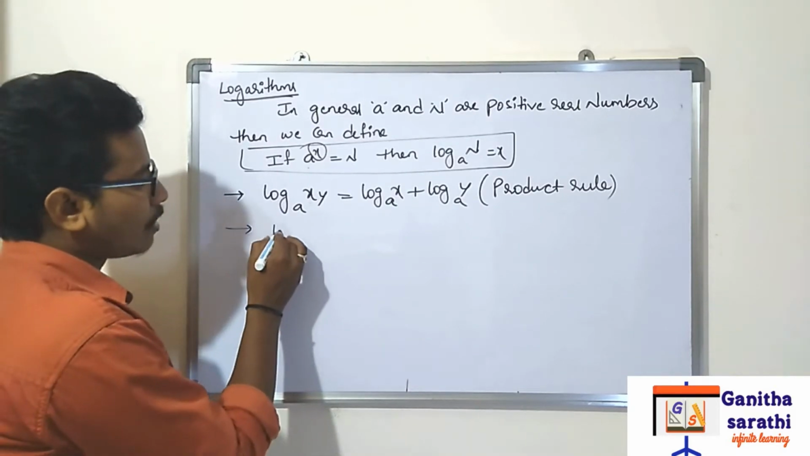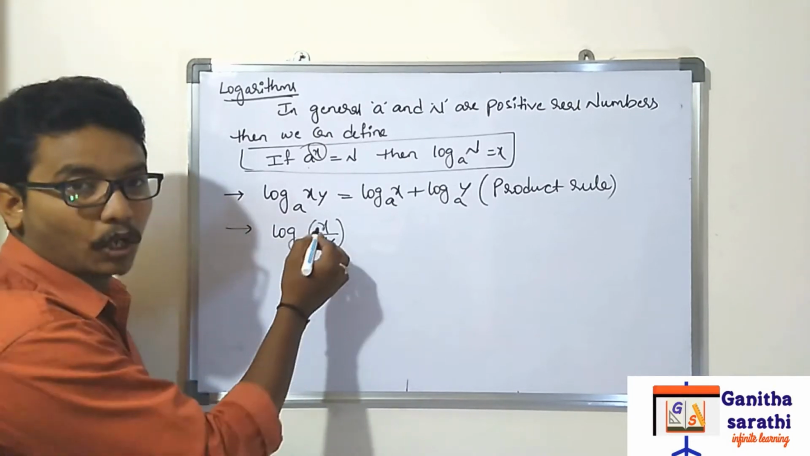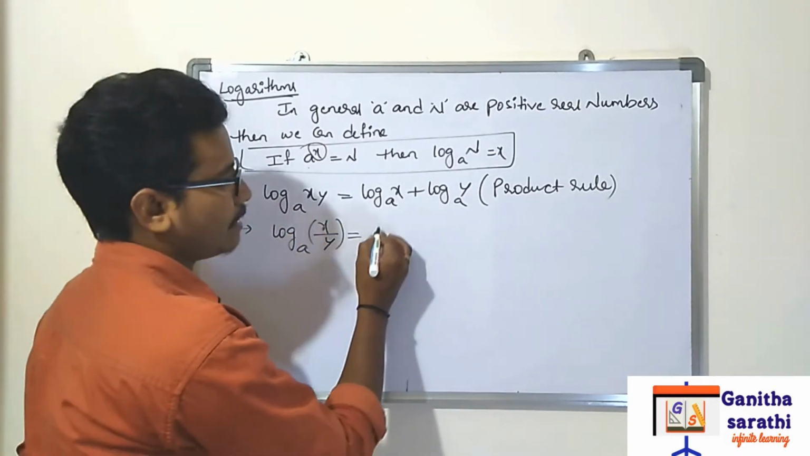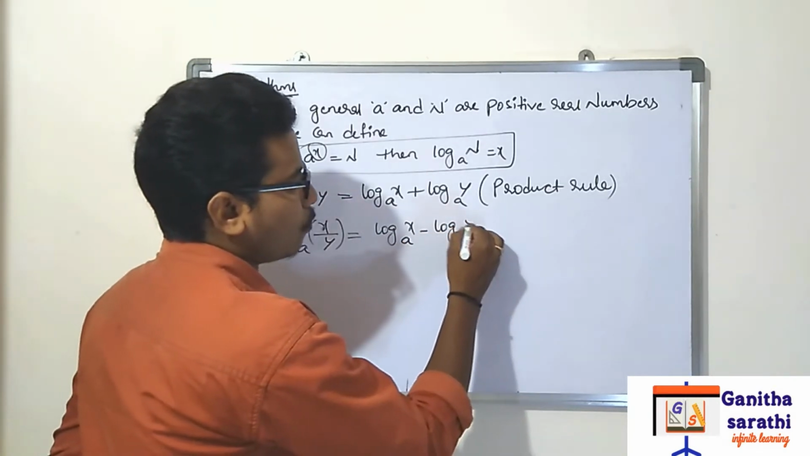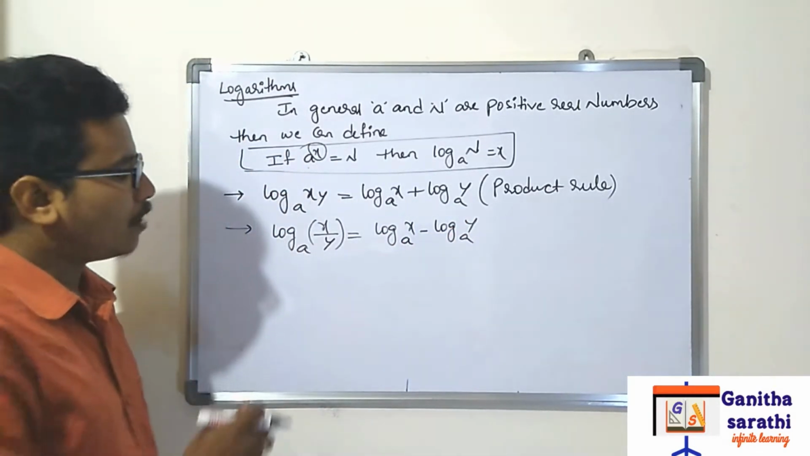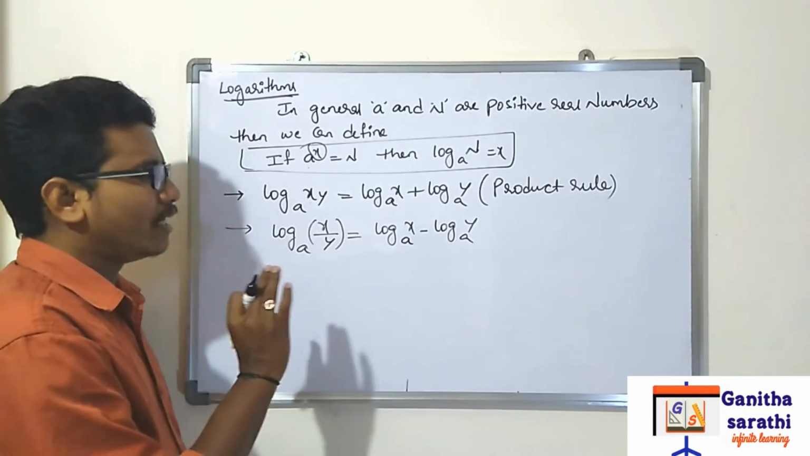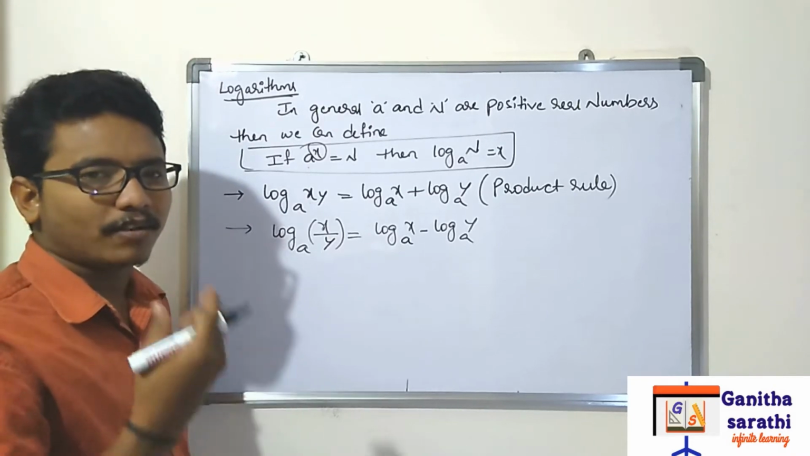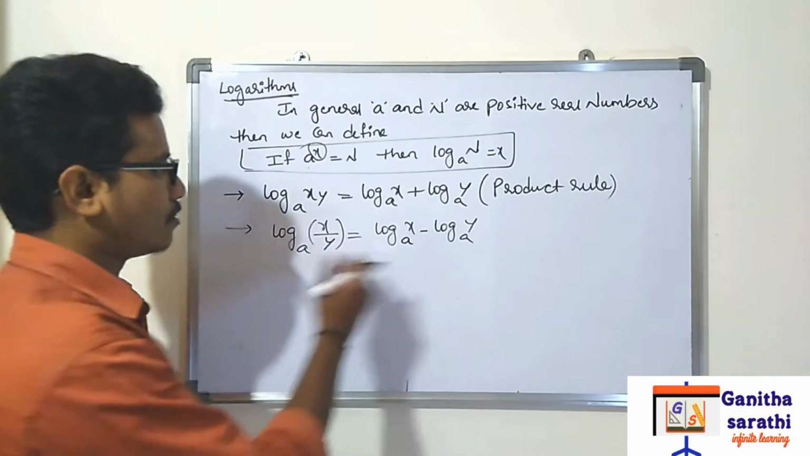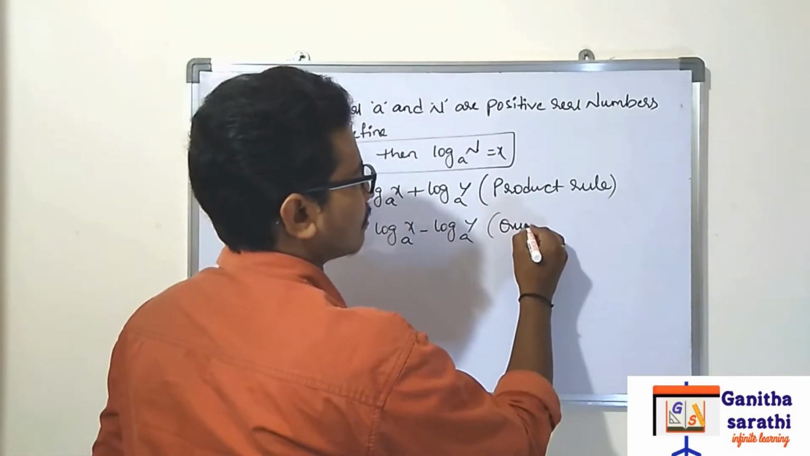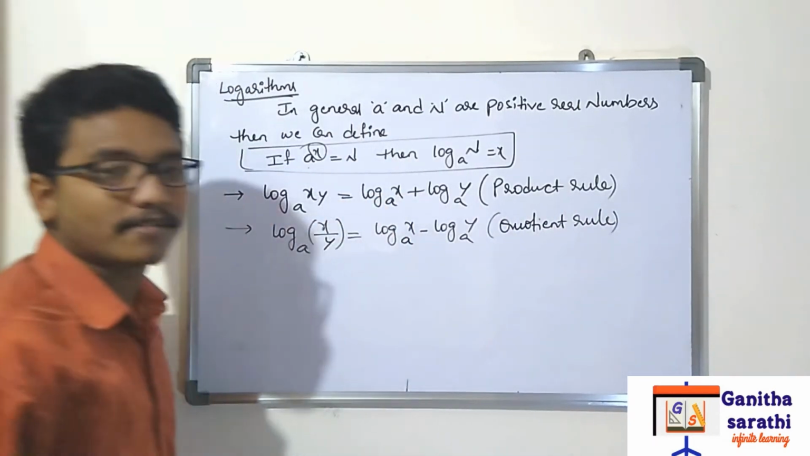Next, log x by y to the base a is equal to log x to the base a minus log y to the base a. Now what are we doing here? Division. When we are doing division, our solution will be the quotient, right? So this is called the quotient rule.